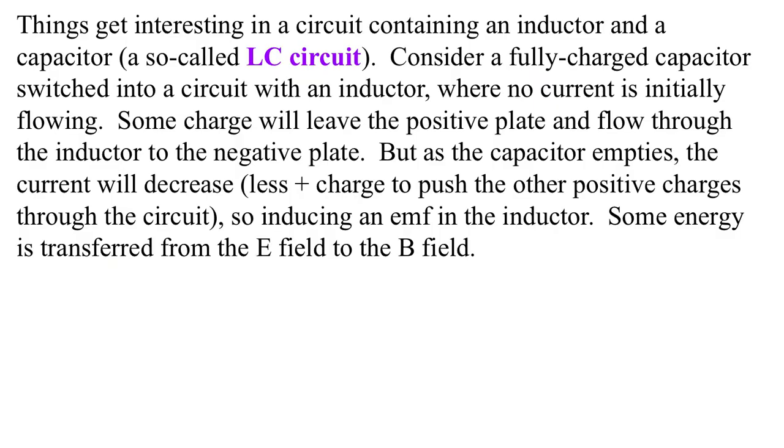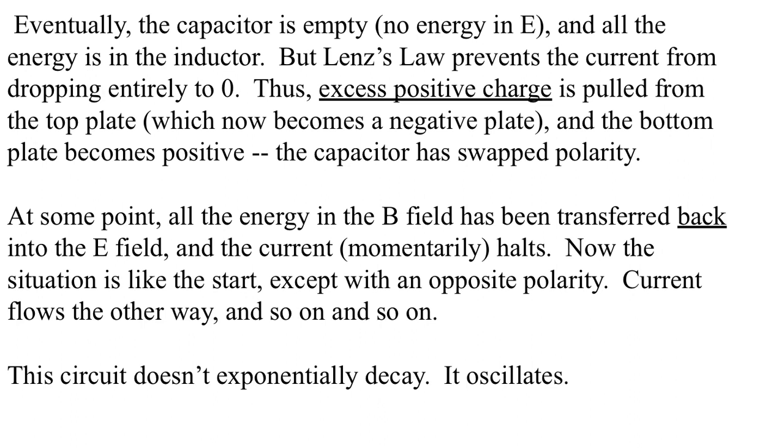Things get interesting in a circuit that contains an inductor and a capacitor. Some charge will leave the positive plate and flow to the inductor, but as the capacitor empties, the current will decrease, inducing EMF in the inductor, and then some energy goes from the E field to the B field. Eventually, the capacitor is empty and all the energy is in the inductor, but Lenz's law prevents the current from dropping instantly to zero, so excess positive charge is pulled from the top plate, and the bottom plate becomes positive. The capacitor has swapped polarity, but then everything goes on, as I said, as before, and it sloshes back. This circuit doesn't exponentially decay. It oscillates. It goes back and forth in the same state.